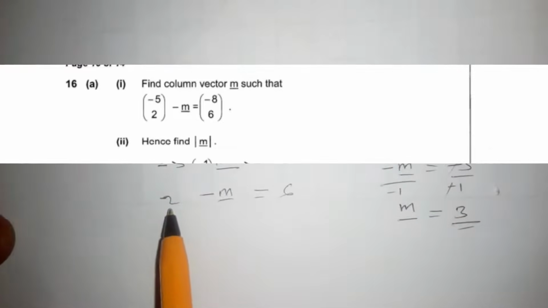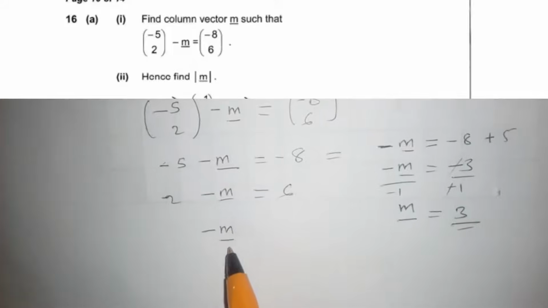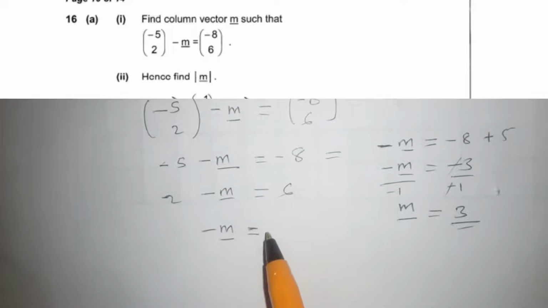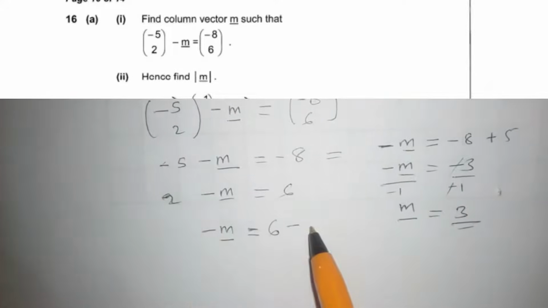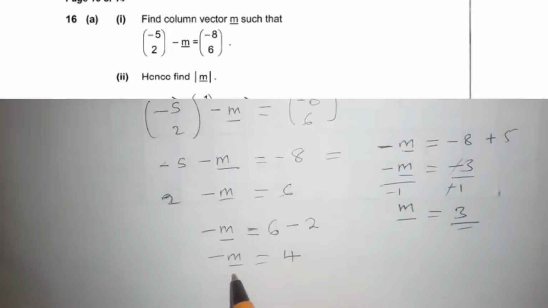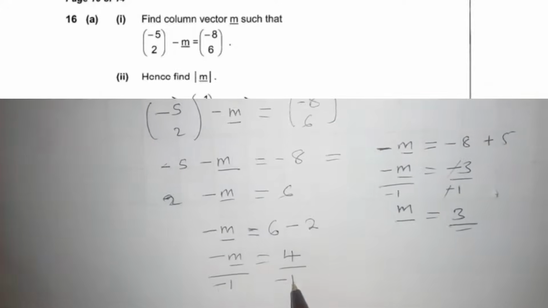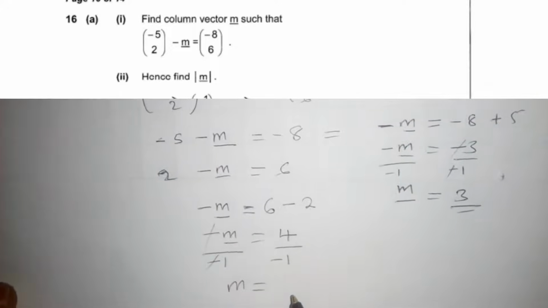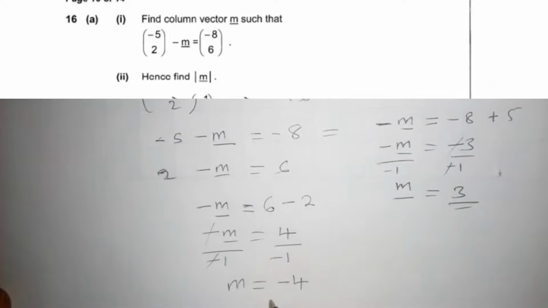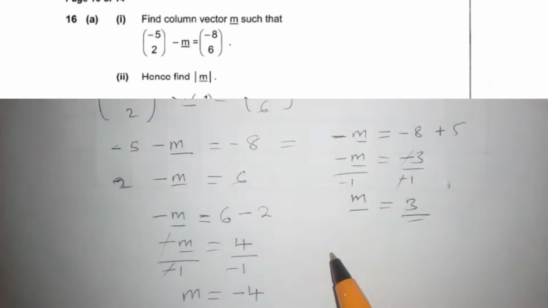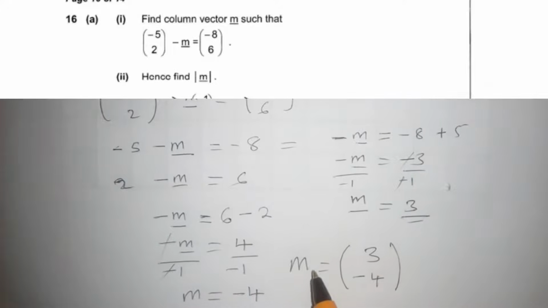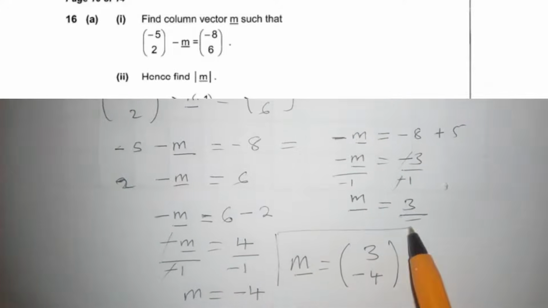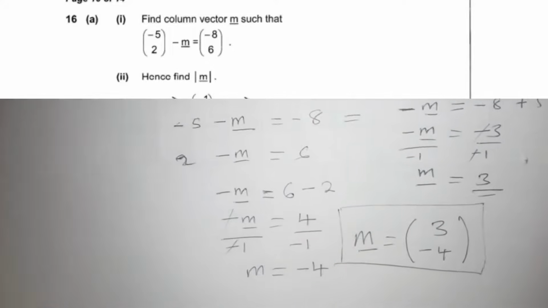So we go to the other equation. So negative vector M is equal to 6 minus 2, which is equal to 4 here. When divided by -1 by -1, we have M is equal to -4. So we have found now the value of M. So M is equal to (13, -4). So this is our answer, the value of the vector M.